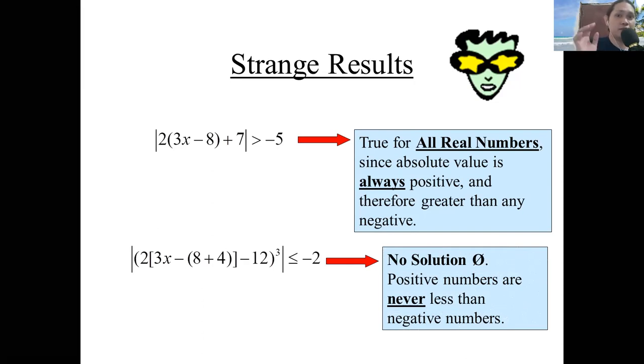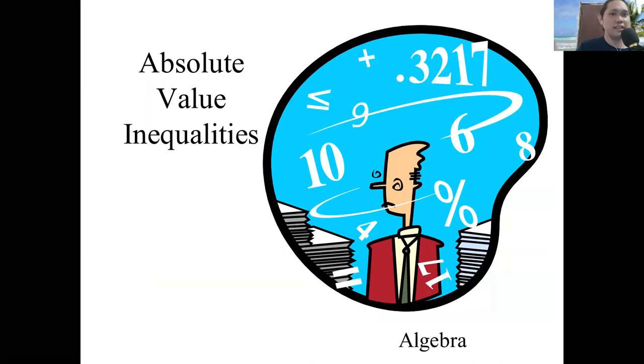For the first one, true for all real numbers, since absolute value is always positive and therefore greater than any negative. And on the other side below, no solution or null set, positive numbers are never less than negative numbers. So please do not forget this. So that's it. So do not forget the symbol for the or and the and. Okay, so that's the absolute value inequalities.